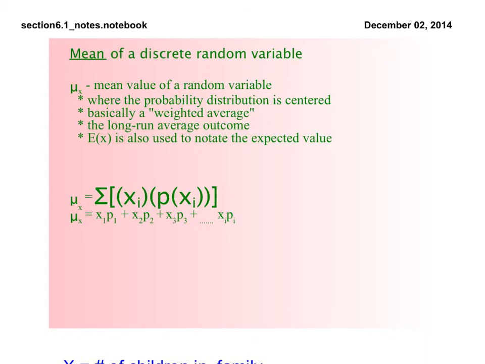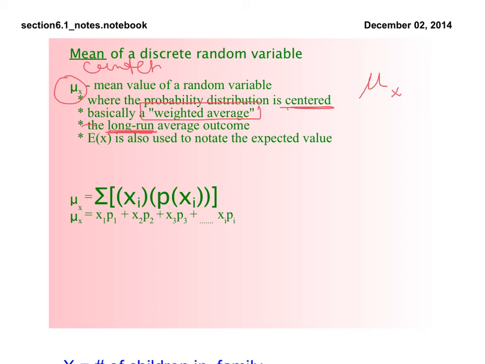One last concept, to find the mean or the center of a discrete random variable. The notation we're going to use is mu sub x. So you're familiar with mu for mean, and then the sub x just means the mean of the random variable. And it's basically where the probability distribution would be centered. And what it is, it's a weighted average. And then you have to remember it's the long run average. It's what the average would be in the long run.